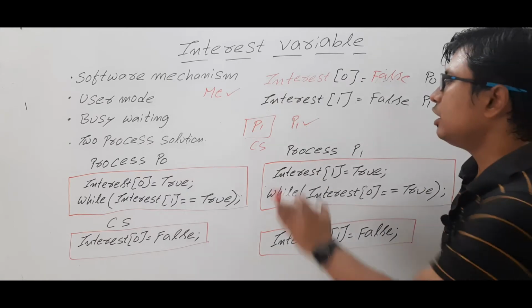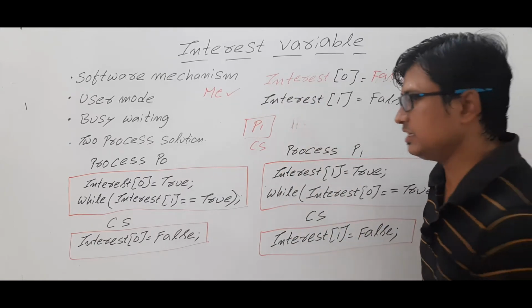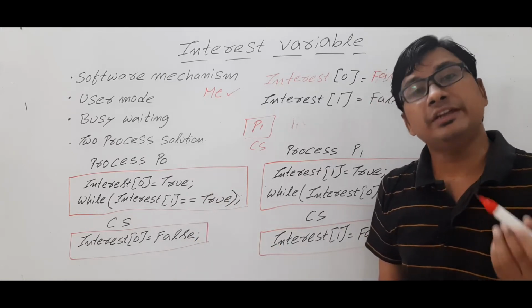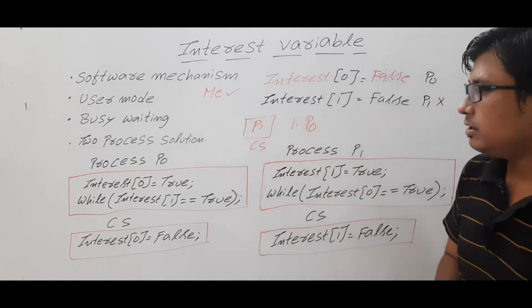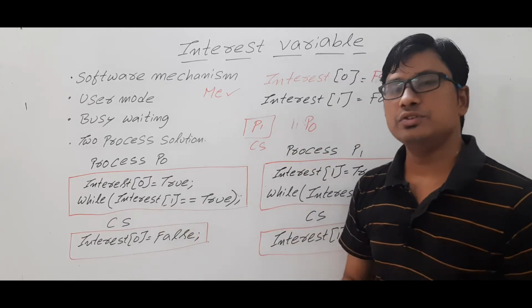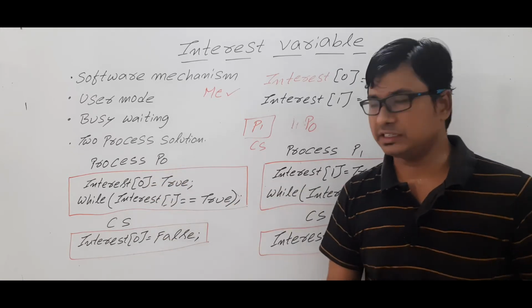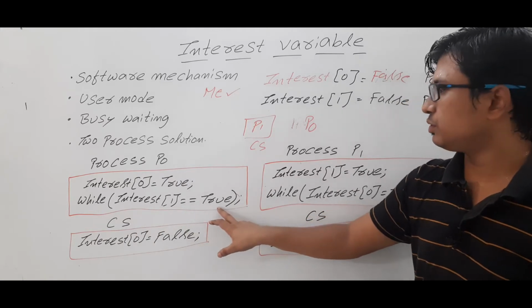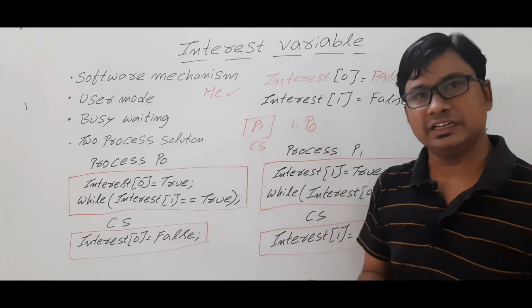Okay, is it clear? Now we will see, when process P1 is there in the critical section, if process P0 wants to enter into the critical section, will it be allowed or not? Now look here. Interest of 0 is equal to true, meaning that process P0 wants to enter into the critical section, while interest of 1 is equal to true. Yes, interest of 1 is equal to true. That's why it is in the critical section.